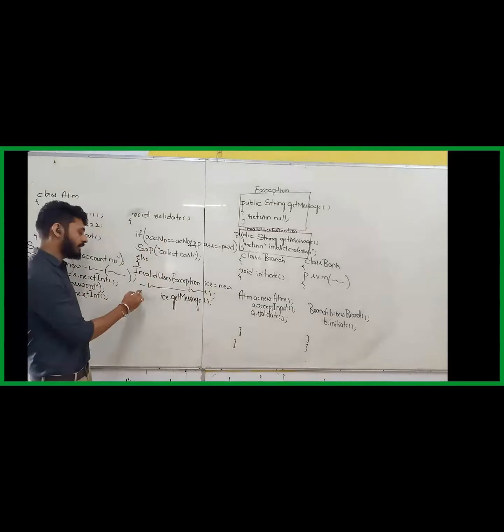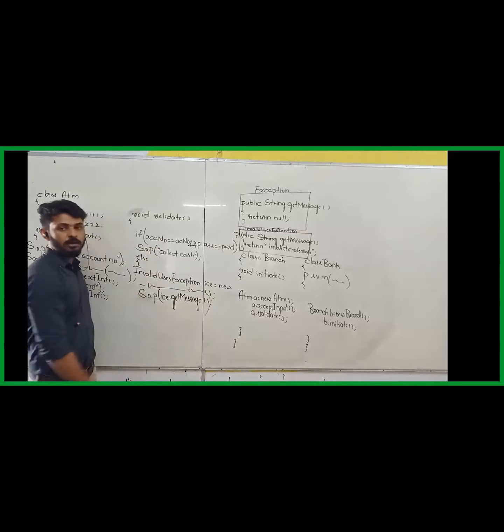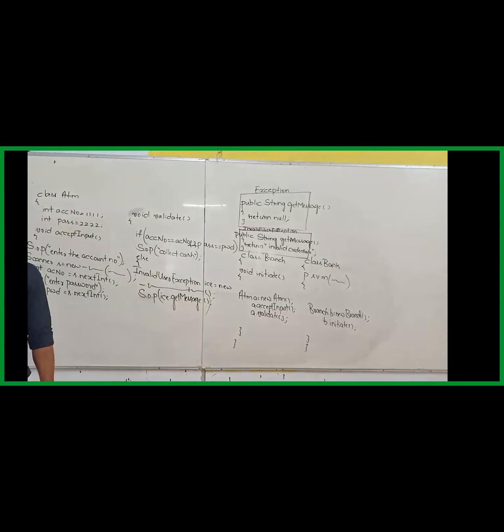Basics you will forget, guys. It's going to be difficult if that is the case. How many times have I told you? If something is being returned, either you should store it or you should print it. Simply if I write IC.getMessage, you will get that message. Are you printing? You should print. You should write System.out.println(IC.getMessage()) so that you will get an output saying invalid credentials.